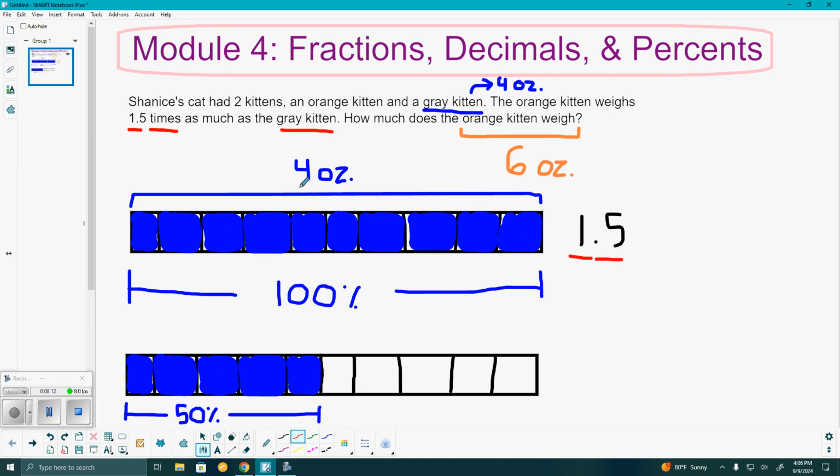So if a whole of the gray kitten's weight is 4 ounces, half of the 4 ounces is 2. So this much is 2 ounces. 4 plus 2 is 6. 6 ounces. And that's why mathematically 1.5 times 4 is 6.